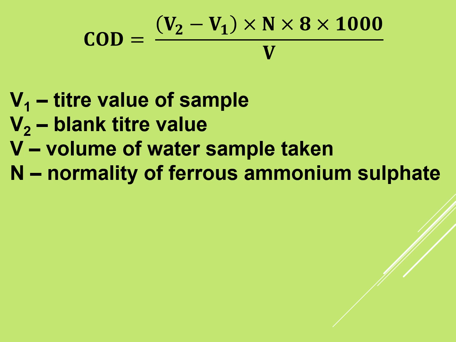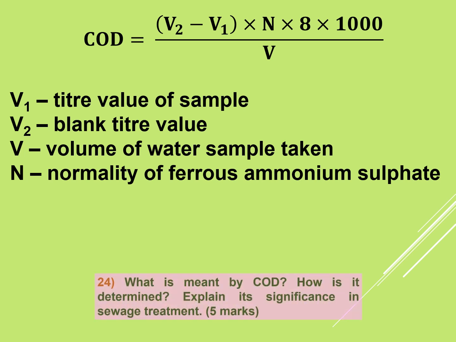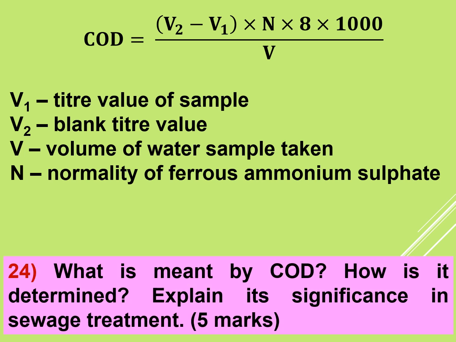Now all these, dissolved oxygen, BOD and COD, are obtained in ppm. So this is another important question. What is meant by COD? How is it determined? Explain its significance in sewage treatment. This is another important question for a university exam.